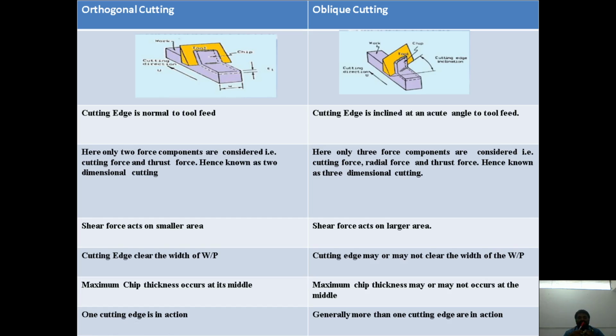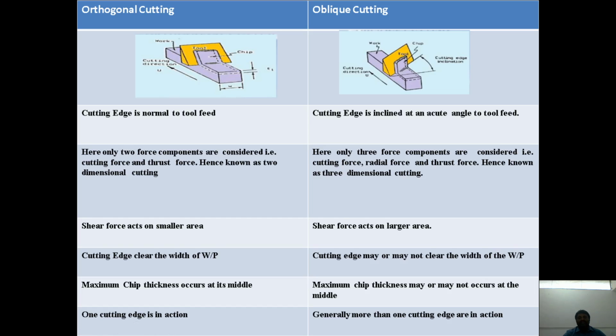A very important basic point is that in orthogonal cutting the cutting edge of the tool is perpendicular to the direction of the cutting speed, whereas in oblique cutting the cutting edge makes an angle other than 90 degrees. These are the differences.